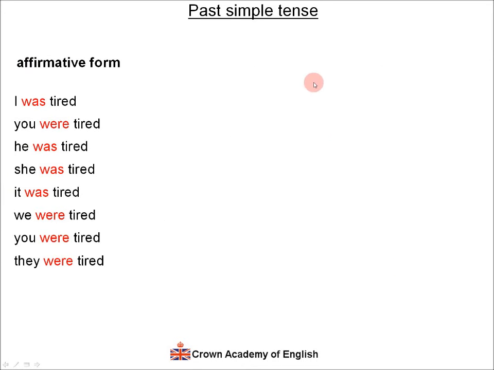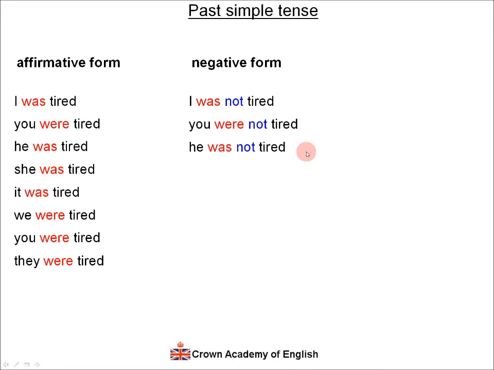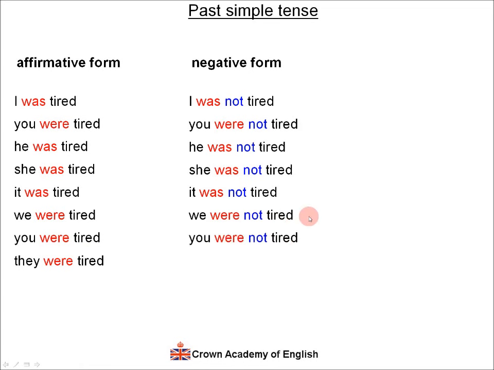The past simple tense. This is the negative form. So the affirmative form we have already seen. Let's now convert this into the negative form. I was not tired. You were not tired. He was not tired. She was not tired. It was not tired. We were not tired. You were not tired. They were not tired. So again, it's quite easy. We add the word not after the verb to be in the past simple tense.